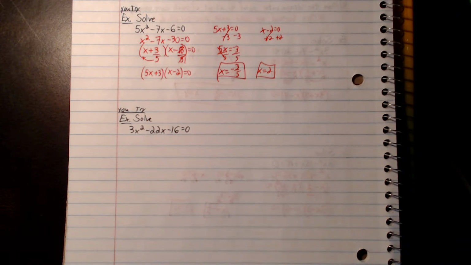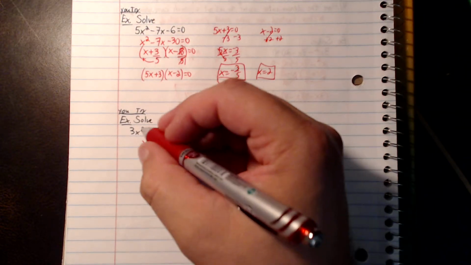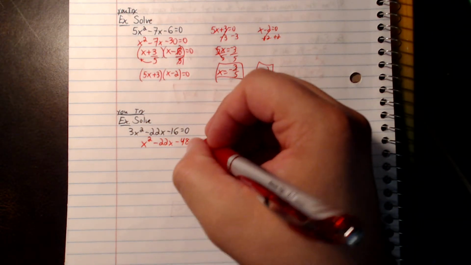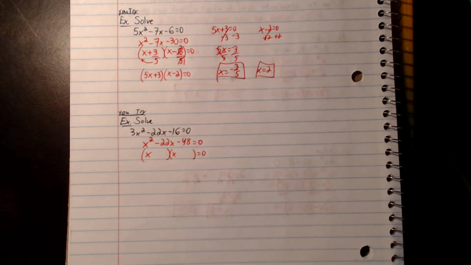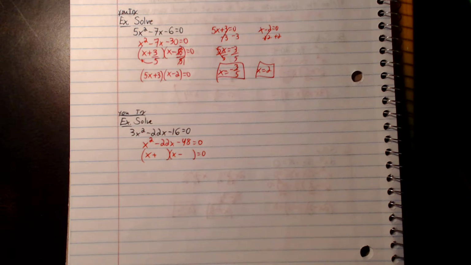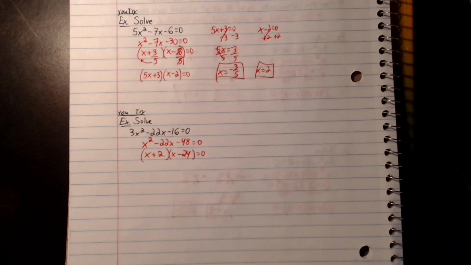We had one other one to do. Rewrite without the a term, multiply a and c. Let's see, 3 times 16, 48. Alright, two numbers that multiply to -48 and add to -22. Well, let's see, we're going to have one positive, one negative. How about if we did 24 and 2? That should give us 48 and -22.